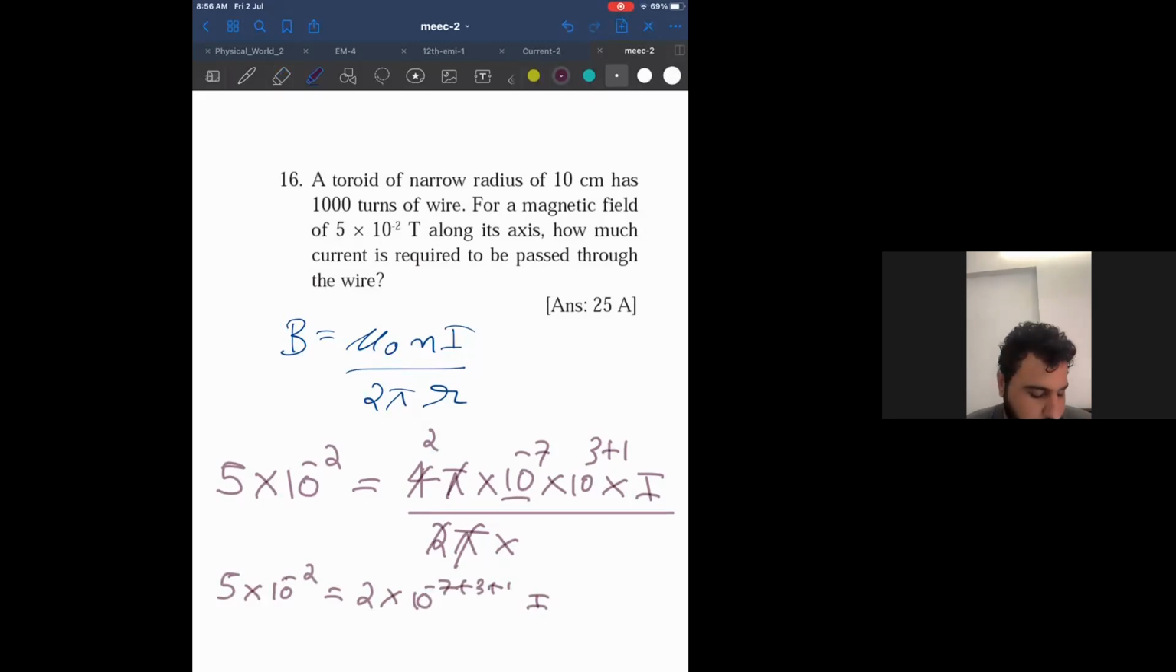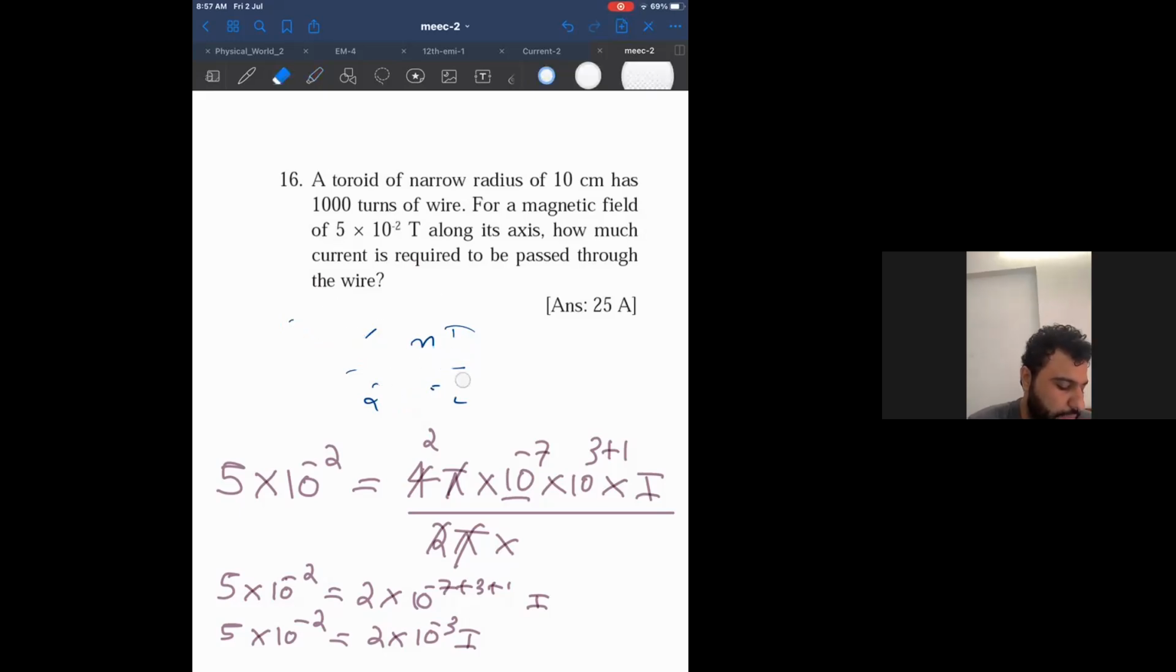Correct? Now what is 10 power minus 7 plus 3? Minus 4. Minus 4 plus 1 is minus 3. Therefore, can I say it will be 5 into 10 power minus 2 is equal to 2 into 10 power minus 3 I. Getting it, not getting it? Yes. Okay. Now I'll erase the top part.